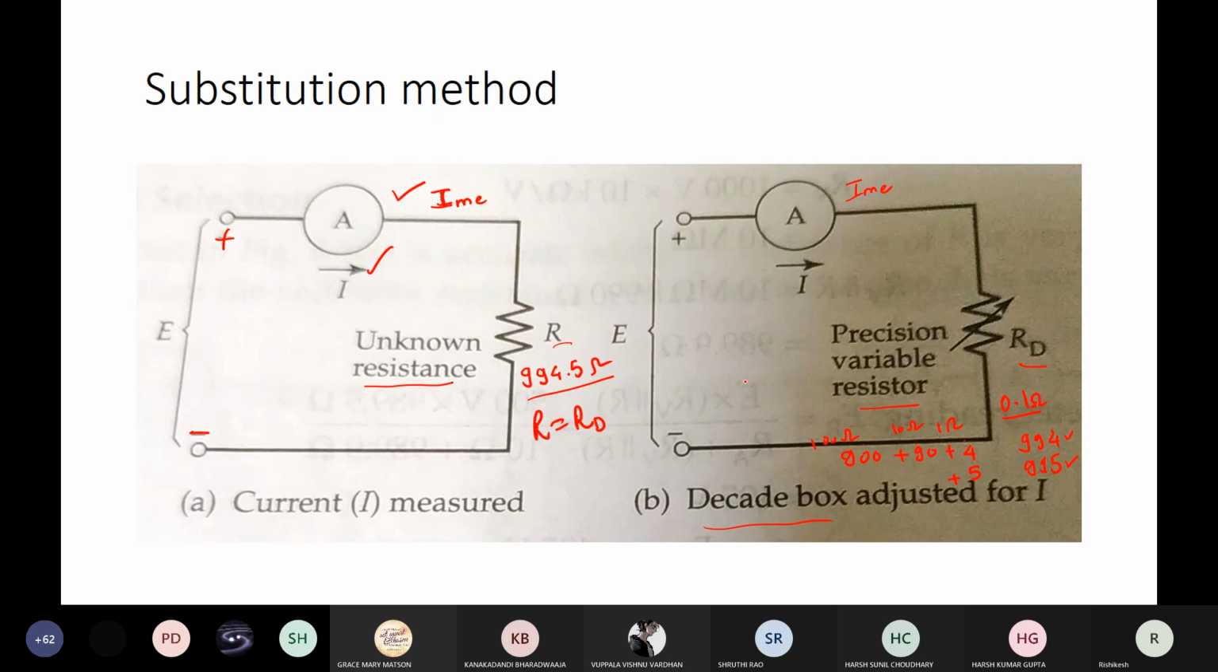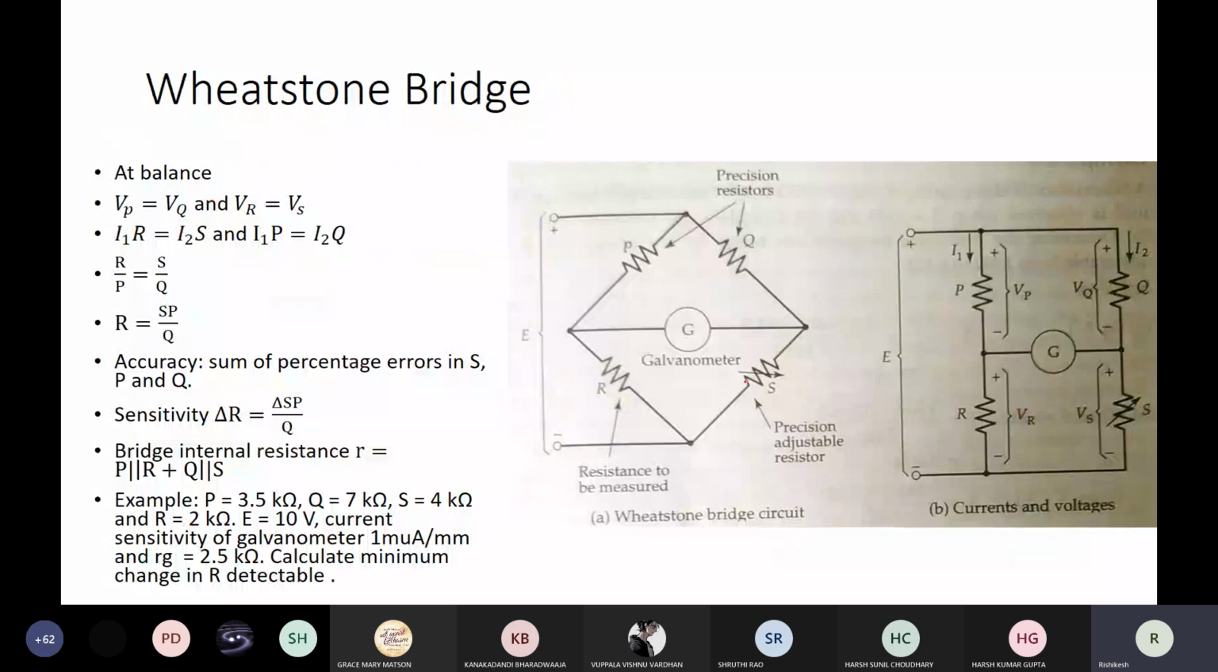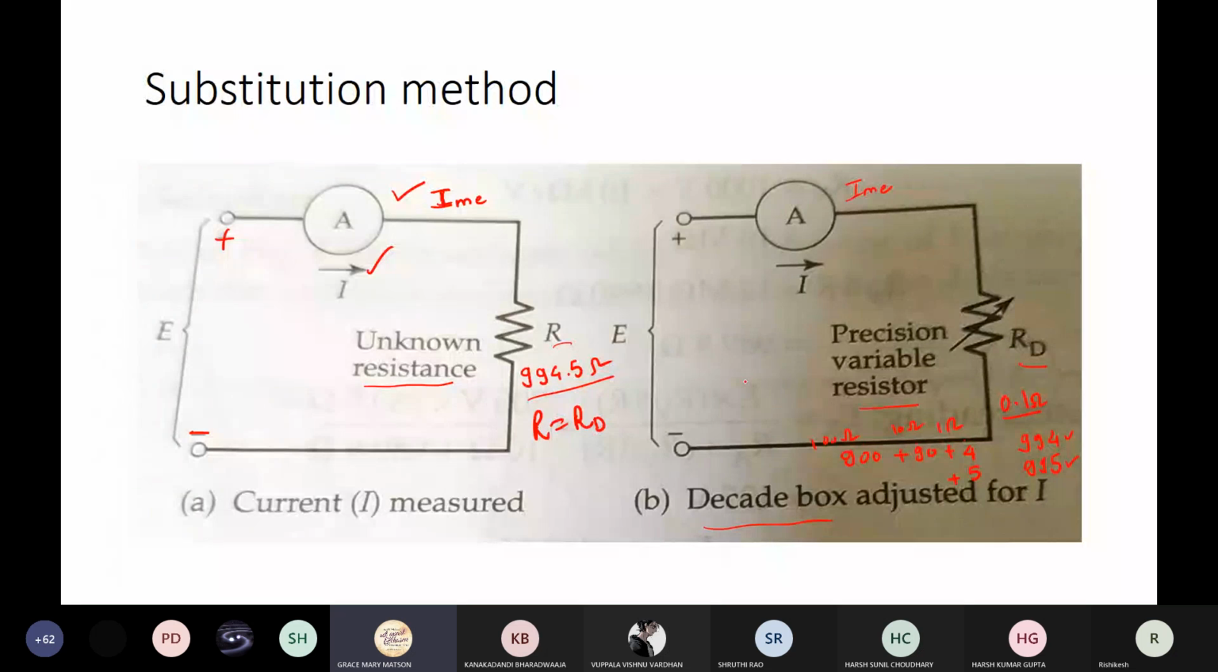Sir? Yes. I have a doubt. So then to take care of this precision thing, can't we make two measurements with the precision variable resistor? So you calculate with 994 and 995, and then you calculate RA, which you can get precisely, and then you calculate the unknown resistance. Can you do it like that?